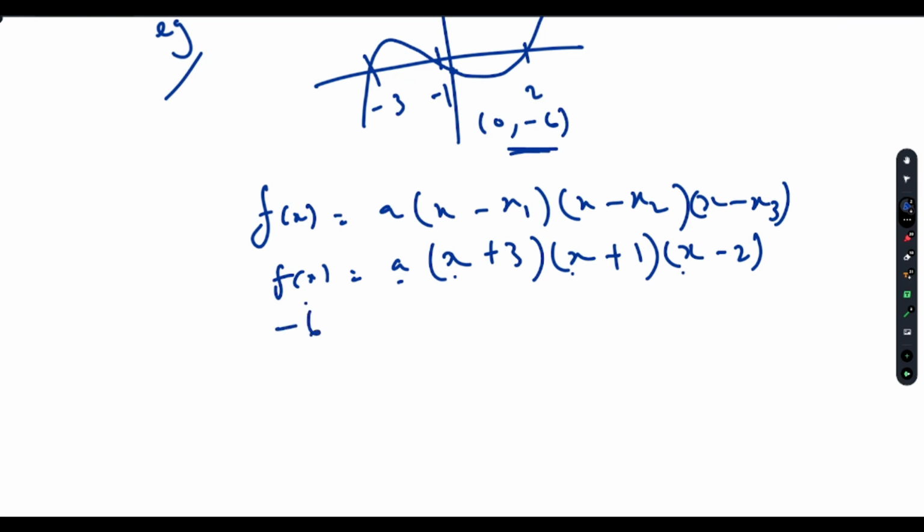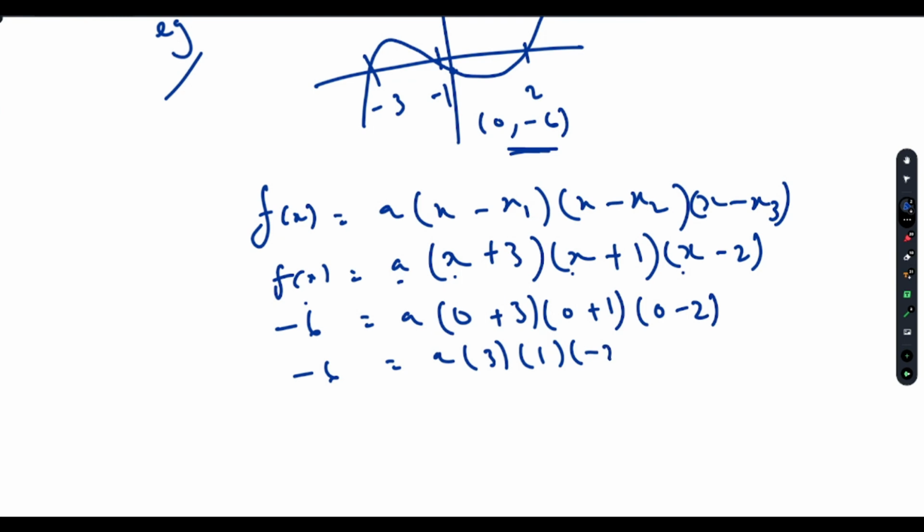So we have minus 6 is equal to a into 0 plus 3 into 0 plus 1 into 0 minus 2. Simplifying all of this, we get a is equal to 3 times 1 times negative 2. So minus 6 is equal to minus 6a. Therefore, a is equal to 1.